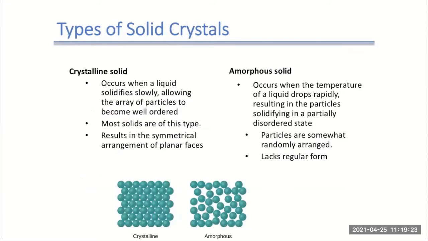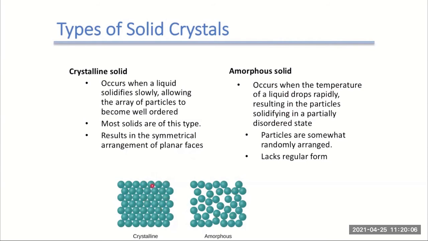So if we actually look at the structure and look at these two a little closer, our crystalline solids occur when a liquid solidifies slowly and allows for the particles to become well ordered. Most solids we see in nature are actually crystalline solids. And it results from a symmetrical arrangement. Amorphous solids tend to occur when the temperature of the liquid drops rapidly. And so that results in particles that are disordered, so they're somewhat randomly arranged. And since they lack a regular form, you don't have these planar faces.